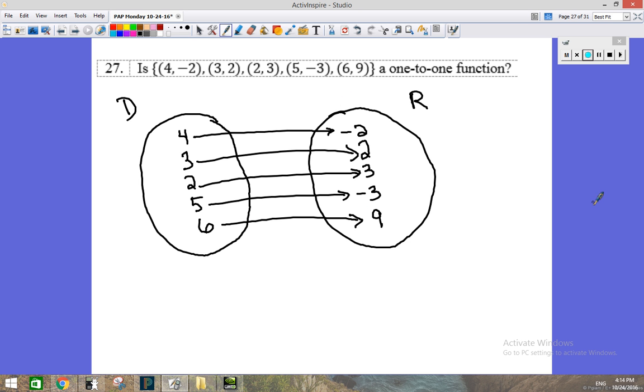So I can see then that this is a function, but I can also see it's a 1-to-1 function, because if I switch the domain and range, then I can see that -2 is related to exactly one value, 4. I can see that +2 is related to one value, 3.